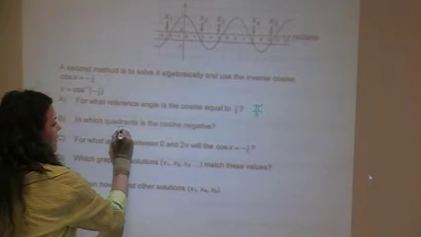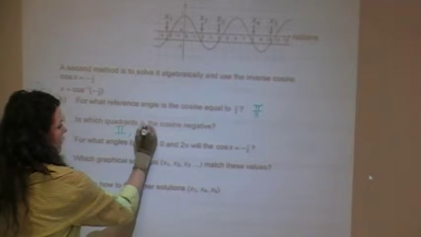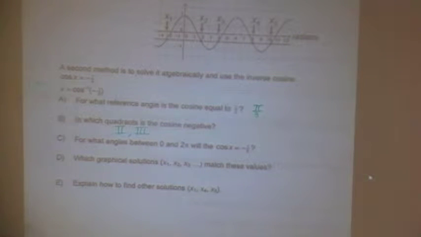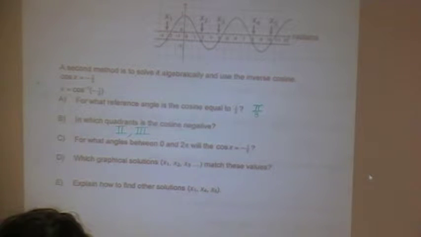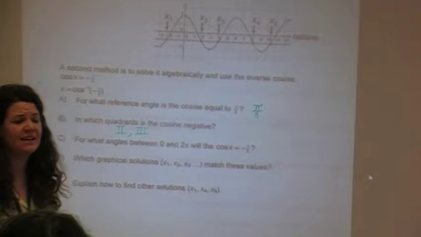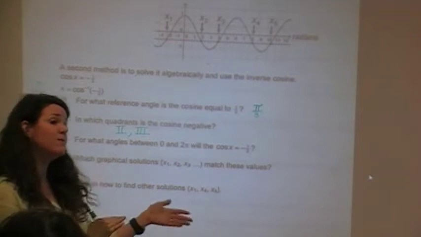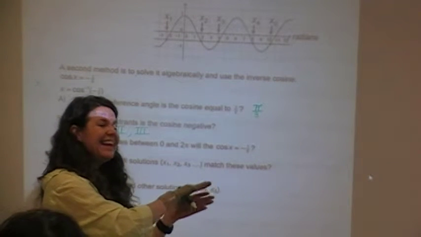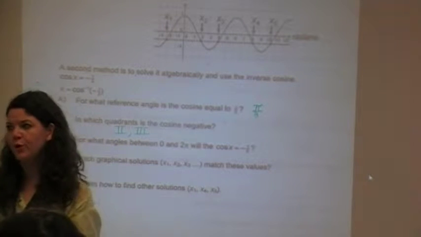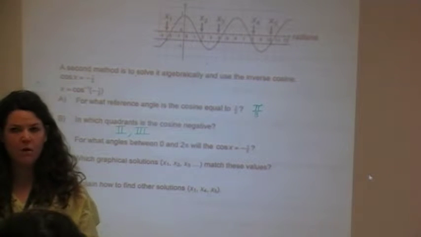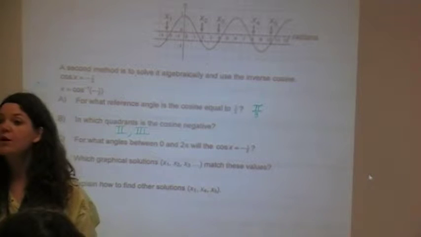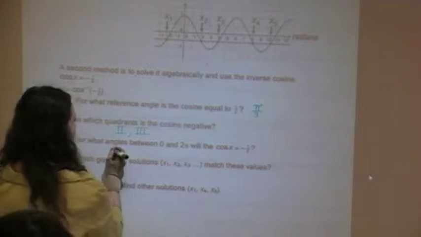So pi over 3, is it in quadrant 2 or 3? No, what quadrant is it in? Okay, so pi over 3 is just my reference angle. I need the angle that's in quadrant 2 that has a 3 on the bottom. What would that be? 2 pi over 3.